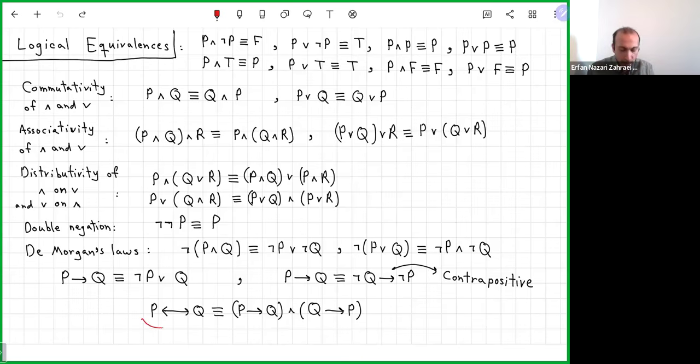Okay, the last one is biconditional. You can make this list larger, but these are the most useful ones. Biconditional is basically saying that we have this implication and also this implication: P implies Q and Q implies P. Now let's do examples that do not use a truth table and use these logical equivalences to prove something is logically equivalent to something else.